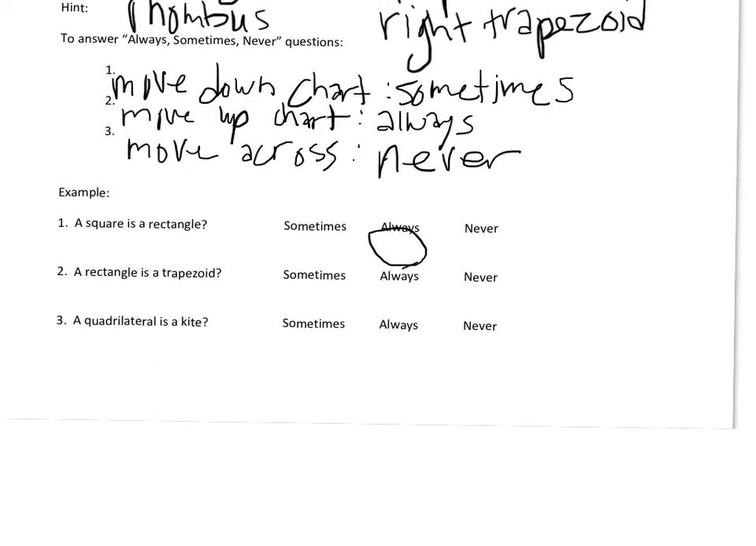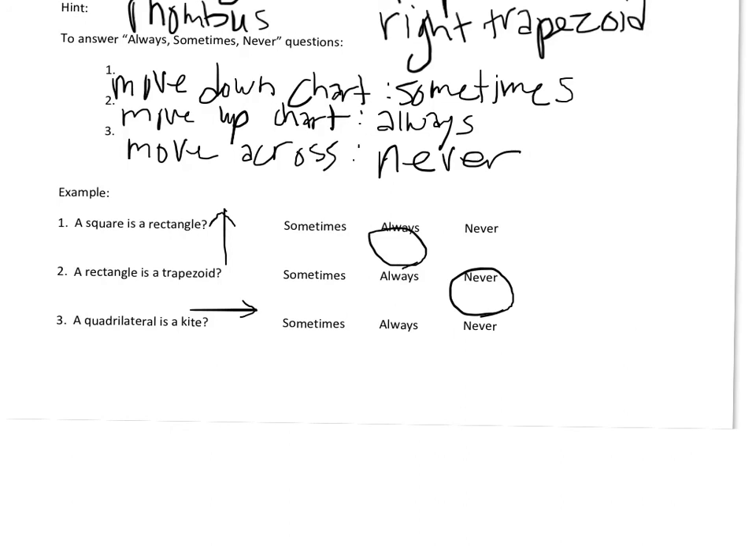A rectangle is a trapezoid. So we started at a rectangle, and to get to trapezoid, I have to slide across the chart. So I know it is never true. I'm sliding that way across the hierarchy, and I know that's not true. And so for the first one, I had to go straight up, and so that's why it's always true.